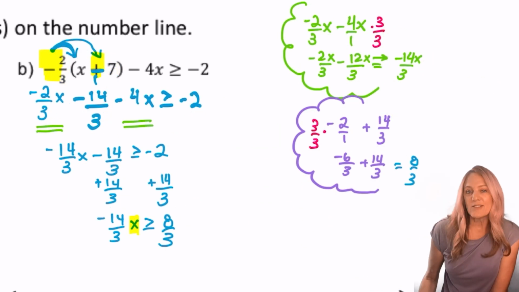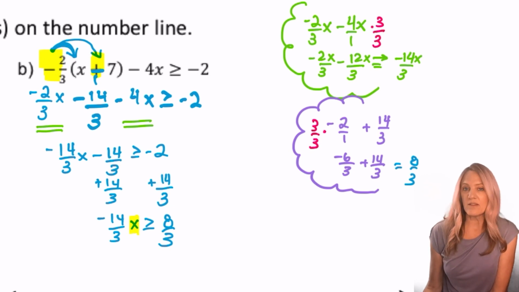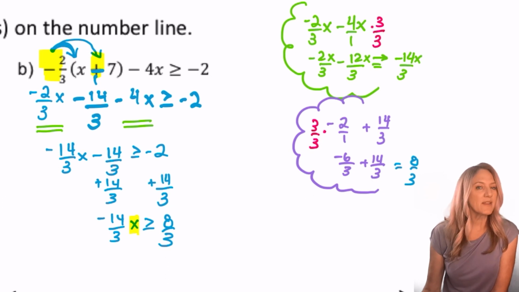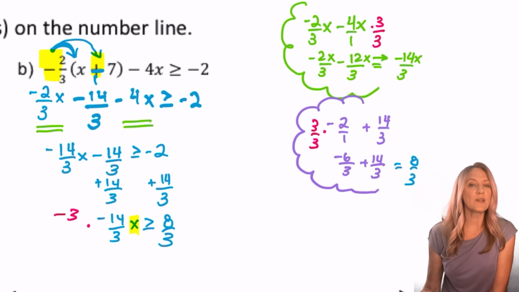So we get 8/3. So now we have -14/3 x greater than or equal to 8/3. Well, we want it to be 1x, so I need to find a way to undo -14/3. Multiply by the reciprocal, -3/14 on both sides.